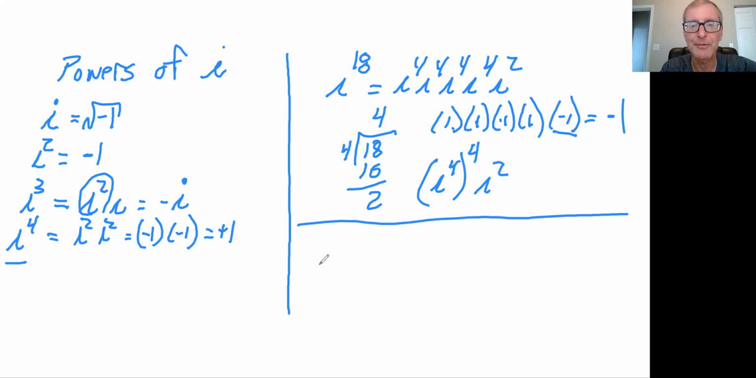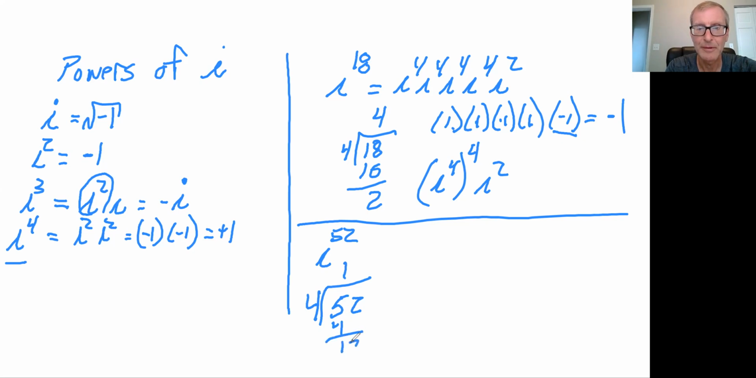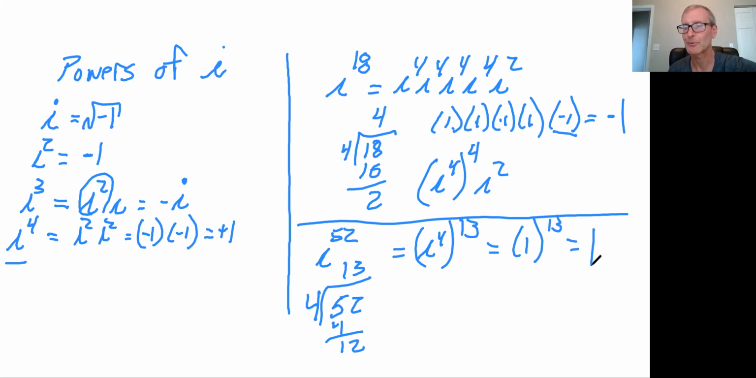Let's do another one. How about we do i to the 52nd? Let's get a big number in here. So what does this actually equal? Well, again, what I do is I'll just do the quick division to see how many i to the fourths are in there. So that would be 1, 4, 12, 13. So it looks like it would be i to the fourth 13 times, right? And so that would be 1 to the 13th power, and that also equals 1. So that's the strategy with regards to that.